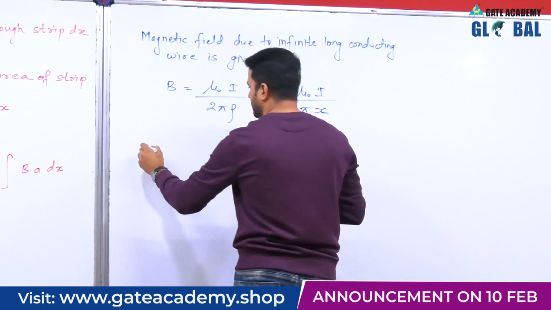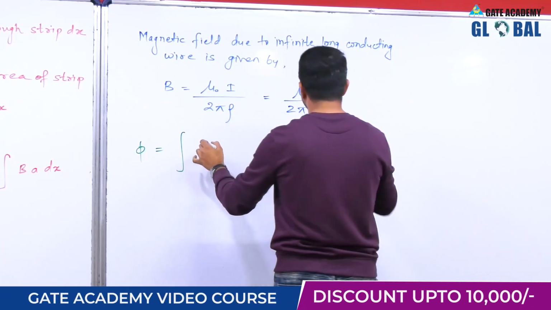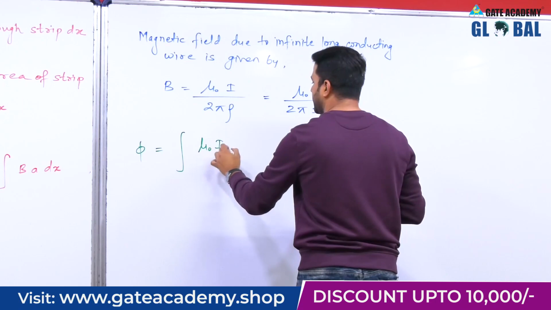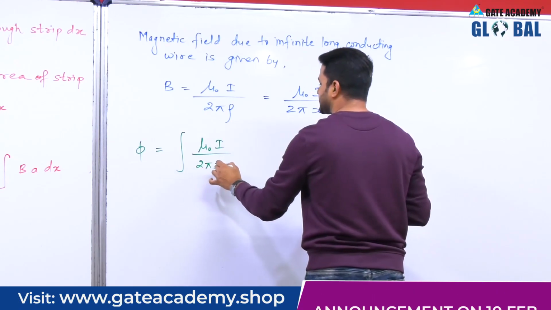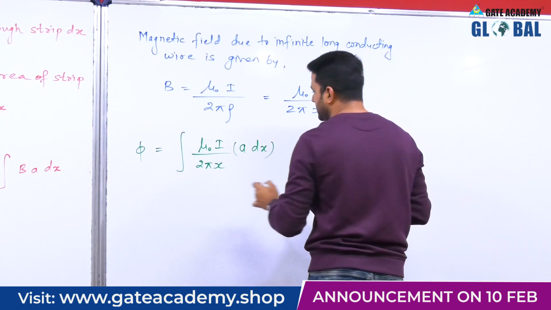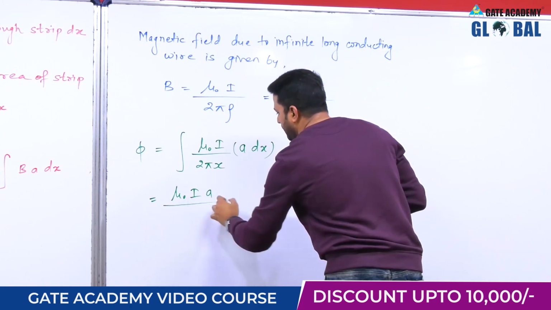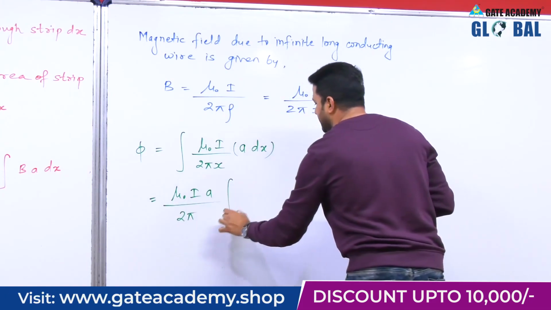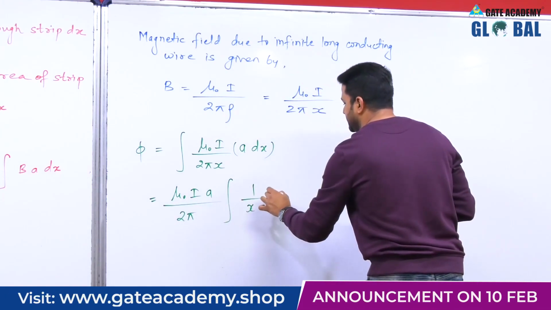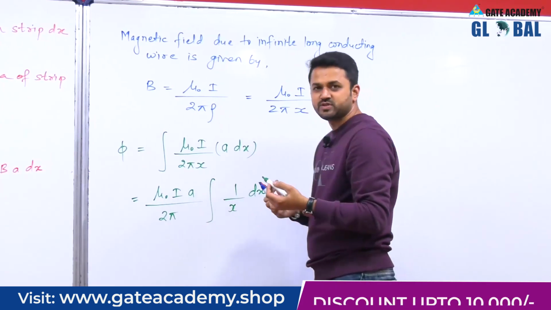Now the total flux phi equals integration of B, which is mu naught into I upon 2 pi x, into a into dx. This is the area. So mu naught into I into a upon 2 pi is constant, and we have integration of 1 upon x dx. So we are integrating with respect to x. Let's substitute the limits of x.